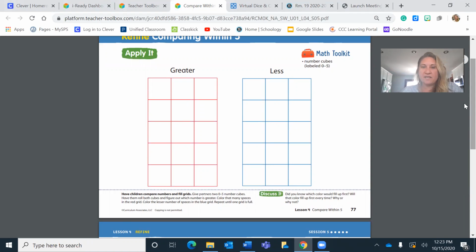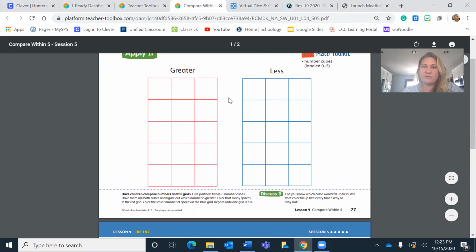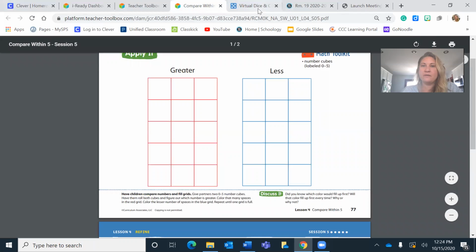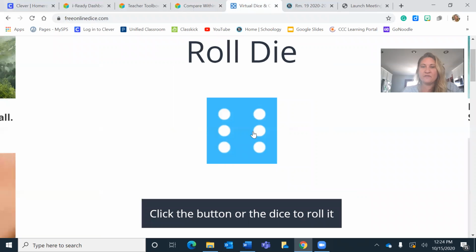So we have some dice. We're gonna be playing a dice game. Ms. Diaz and I are gonna roll the dice, and we're both gonna roll the dice once. Whoever has the greater amount, the one with more, will color in the spaces in the red. Whoever has less will color in their spaces on the right with the blue. Okay, here's my dice, and I'm gonna roll first.